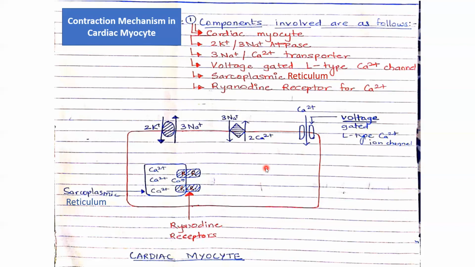So what exactly happens when the action potential reaches the cardiac myocyte? It opens up the calcium channels, so a lot of calcium starts entering inside the cell. This calcium which has entered now binds to ryanodine receptors. Binding of calcium to ryanodine receptors causes exit of calcium from the sarcoplasmic reticulum and entry into the sarcoplasm or cytoplasm of the muscle. Because of these two reasons, you have a lot of calcium concentrated inside the cardiac myocyte.